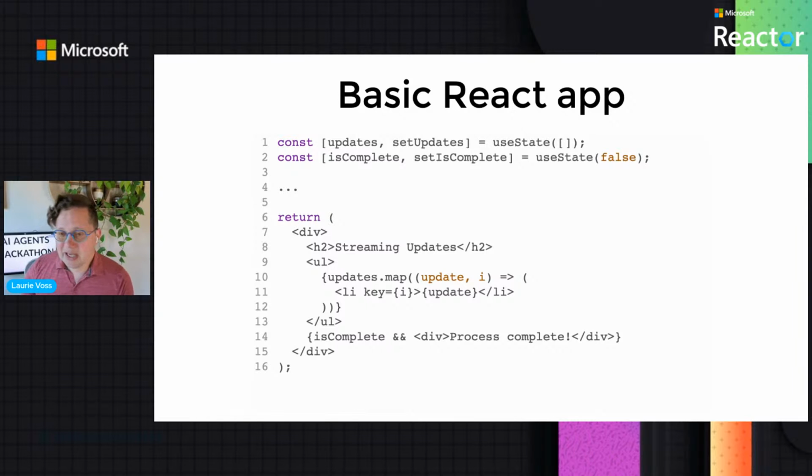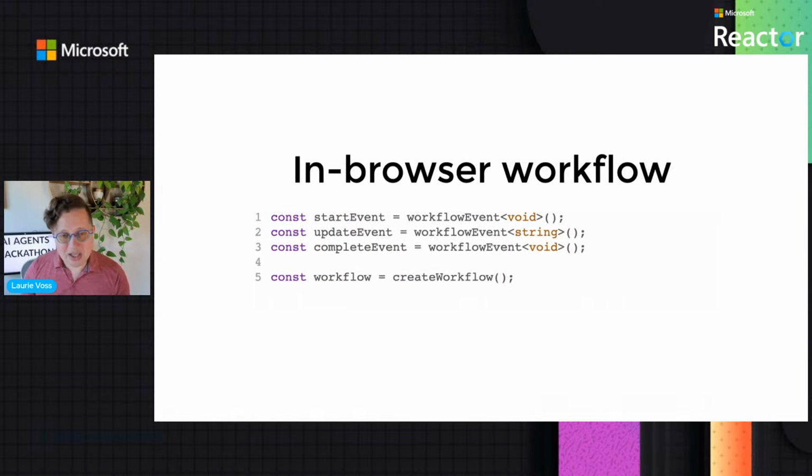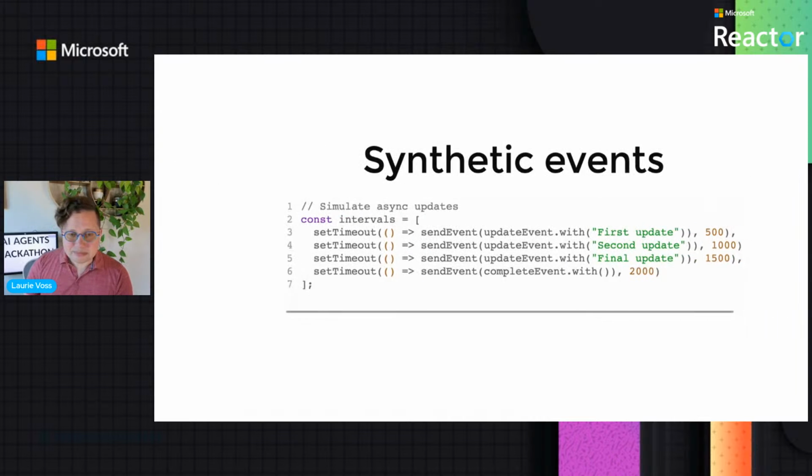You can see we have an updates and setUpdates pair and an isComplete, setIsComplete pair, and we're just listing all of the updates as they're on the screen. Workflows can be built entirely in your browser. You can use this if you're working with remote LLMs or really any other control flow situation. You'll see I've created, just as before, a start event, an update event, and a complete event, and I've created the workflow.